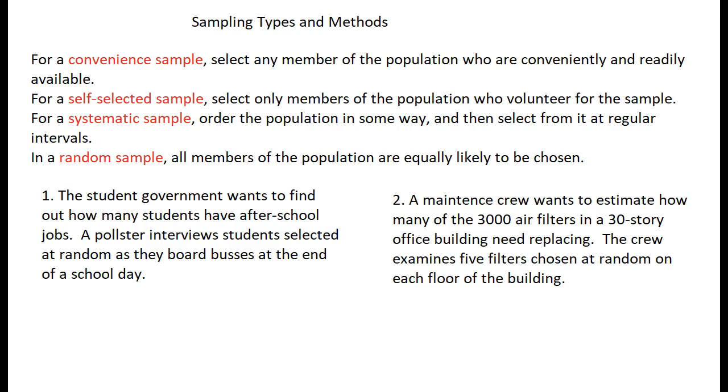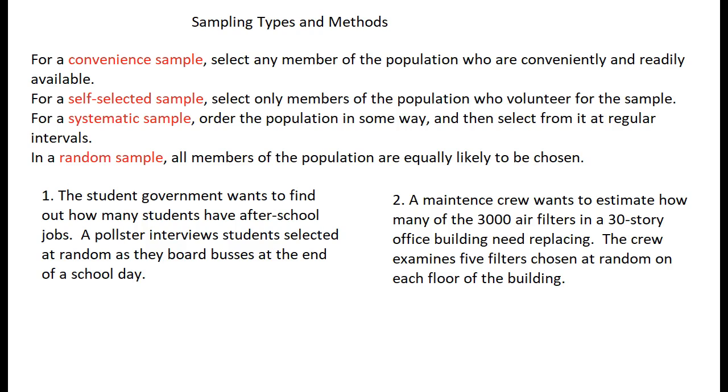First type, for a convenience sample, you select any member of the population who are conveniently and readily available. For a self-selected sample, select only members of the population who volunteer for the sample.